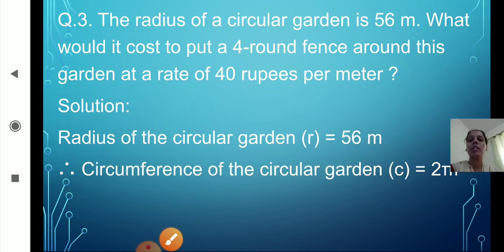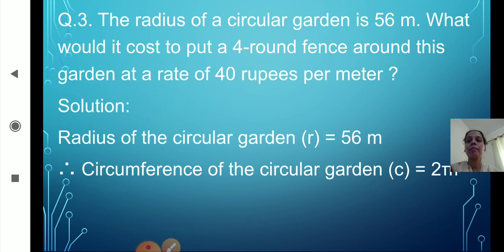Now we'll see the next sum. The radius of a circular garden is 56 meter. What would it cost to put a 4 round fence around this garden at a rate of rupees 40 per meter? Now the radius of a circular garden is given, that is 56 meters. So first we will find out the circumference.